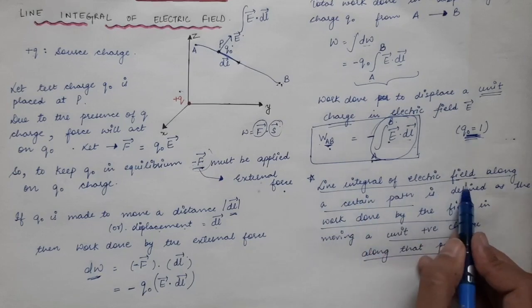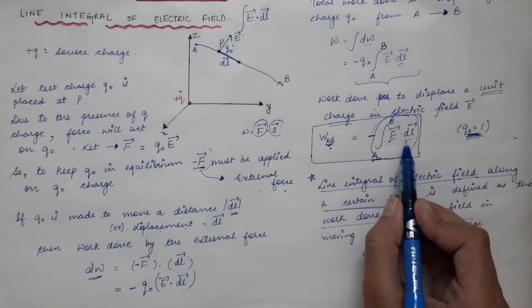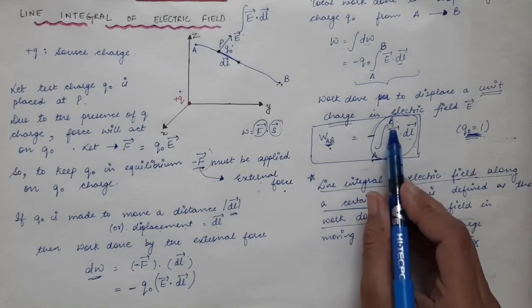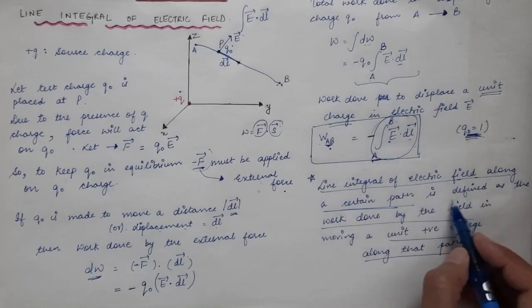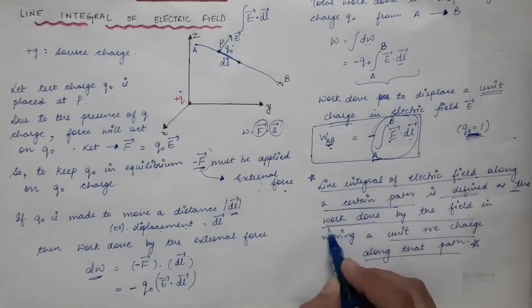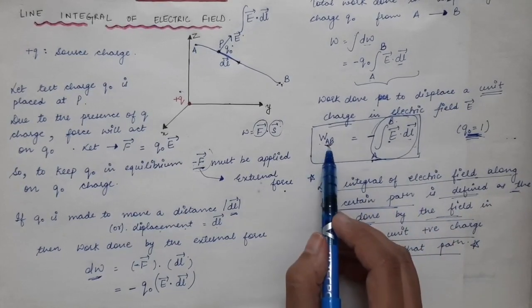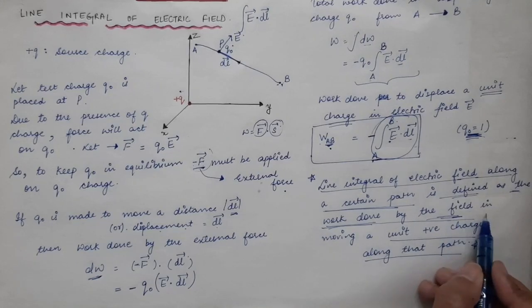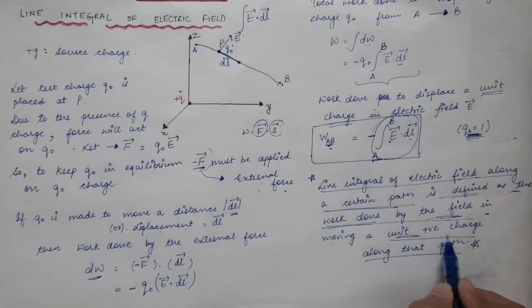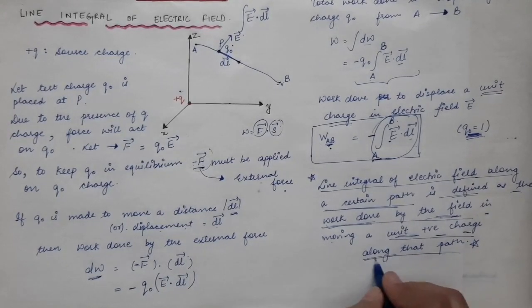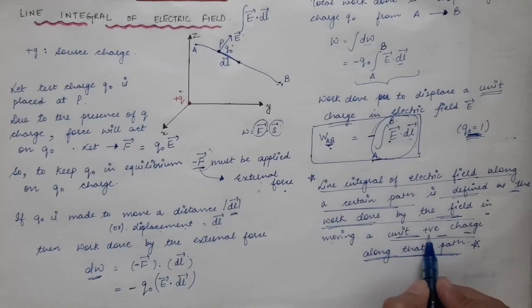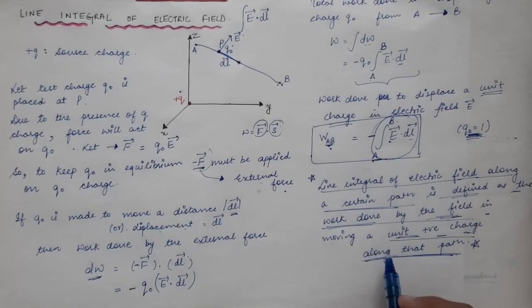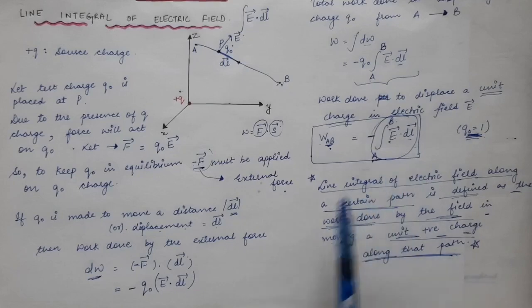So the line integral of the electric field along a certain path, that is from A to B, is defined as the work done by the field, that is the electric field, in moving a unit positive charge along that path. So we have to move the unit positive test charge along that path. That is the physical significance of the line integral of the electric field.